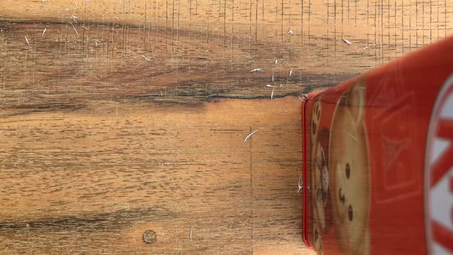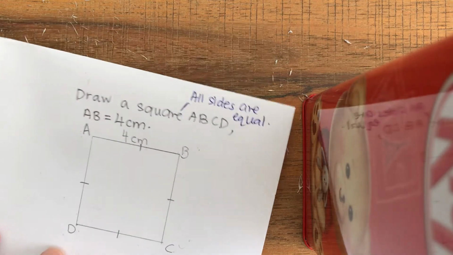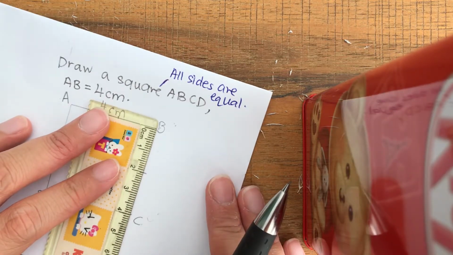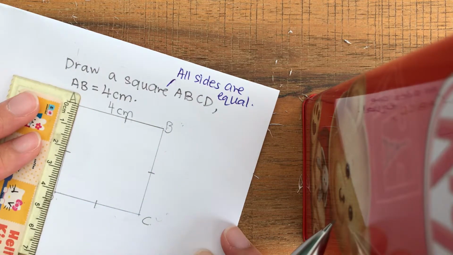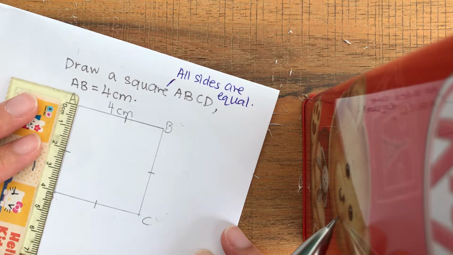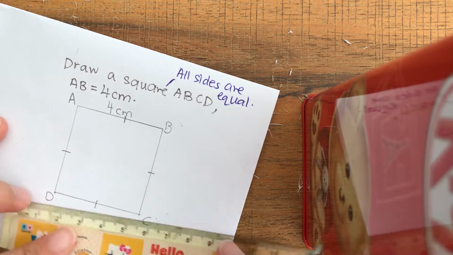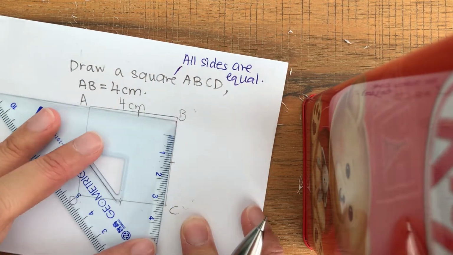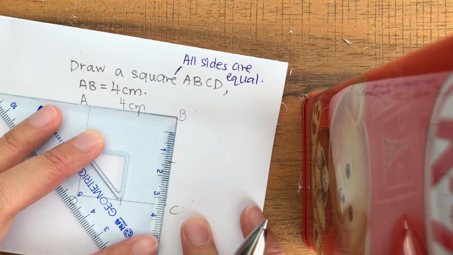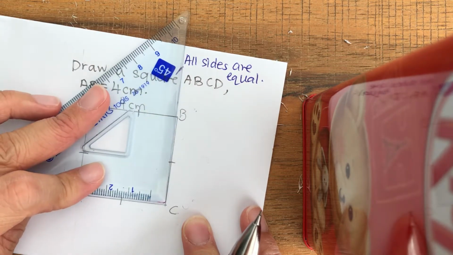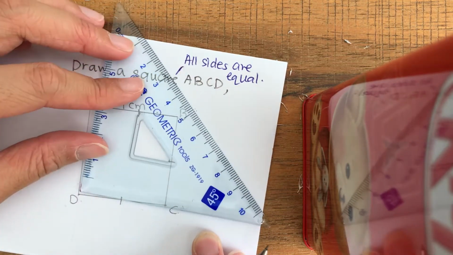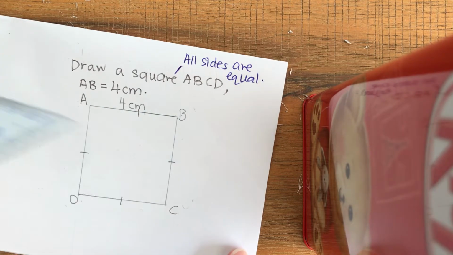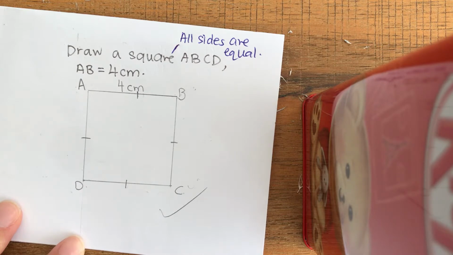Same for the square just now that we have drawn. I check. Is this 4 cm? Yes. Is this 4 cm? Yes. Is this 4 cm? Yes. Is this 4 cm? Yes. Check for the angle. The two lines will meet at 90 degrees. Two sides will meet at 90 degrees at every corner. So just now the square that I drew is correct as well.